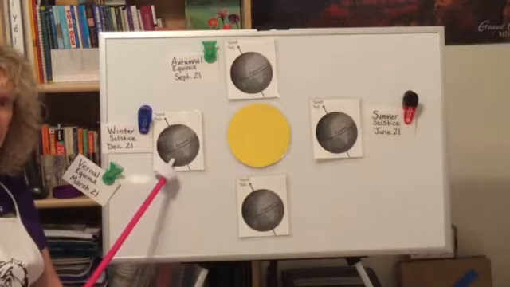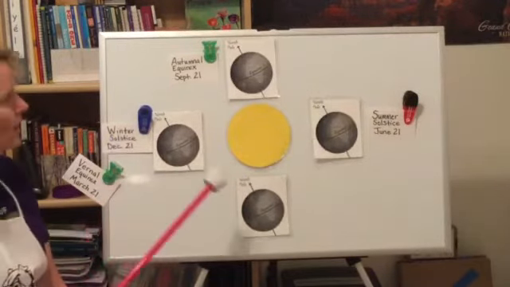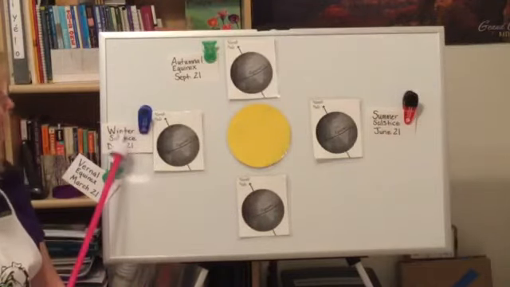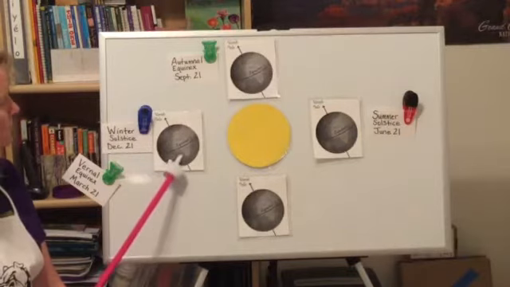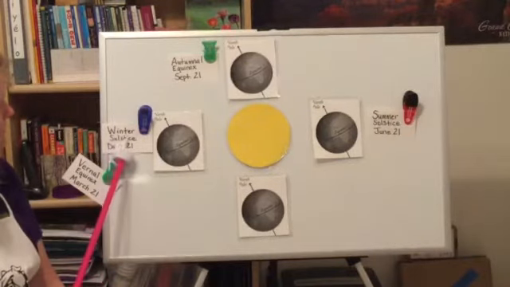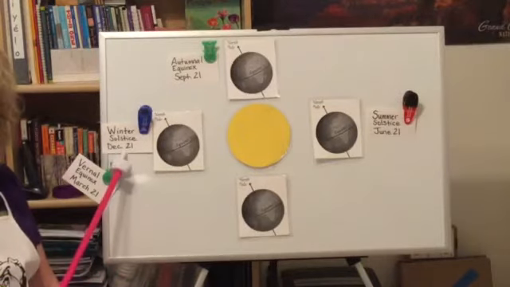Summer solstice, the opposite of winter. You've got to remember, summer and winter are opposites. So when we're experiencing winter solstice, the opposite hemisphere, the southern hemisphere, is experiencing the opposite of winter solstice, which would be the summer solstice. It's on the same day, December 21st.